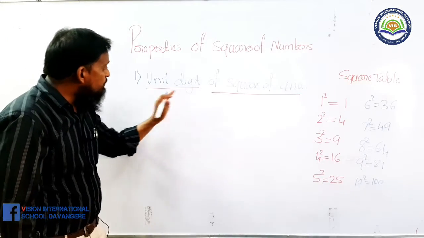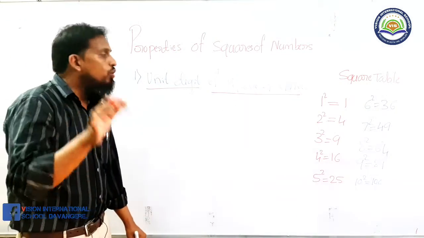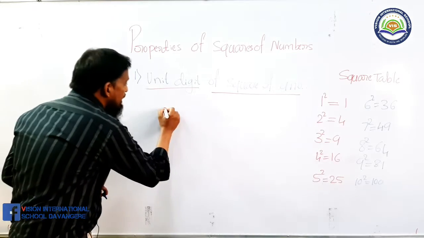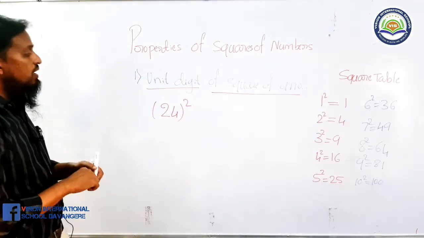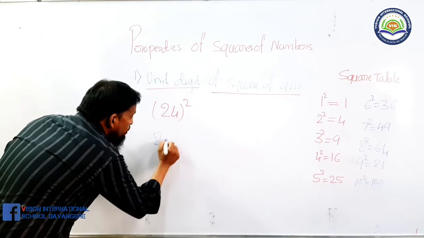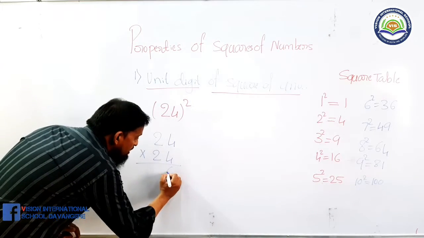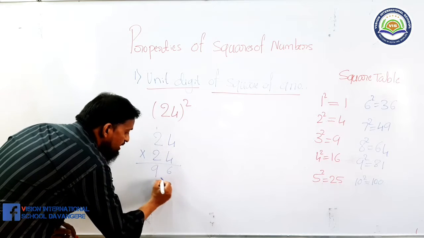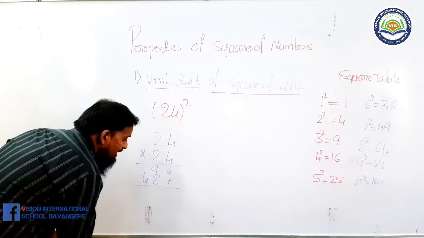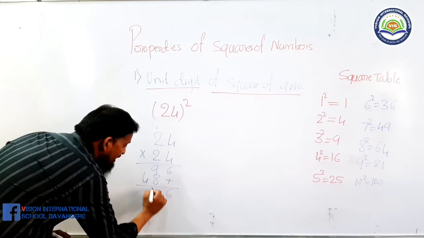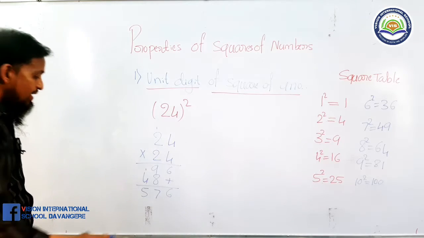Now we learned half of this property, that is, unit digit. Let us learn the remaining half. In order to understand the second half of the property, let us take an example. A number 24. Let us square this number. What is the value of 24 square? 24 into 24. Just start multiplying. 4 4s are 16, carry 1. 4 2s are 8. 8 plus 1 is 9. Then 2 4s are 8. 2 2s are 4. Then start adding. This is 6. And this is 17, carry 1. This is 576. 24 square is 576.